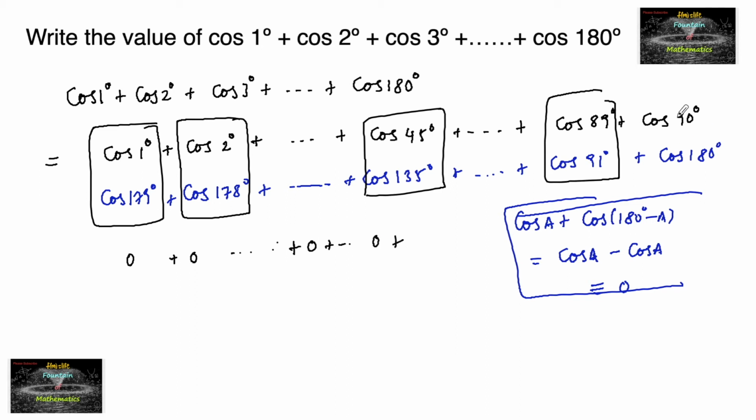get 0, and cos 90 value is, so you know cos 90 is 0 and cos 180 value is minus 1. So you're getting only the answer 0 plus 0 and so on, only minus 1. So minus 1 is the sum of the given problem. Okay, right? Thank you.